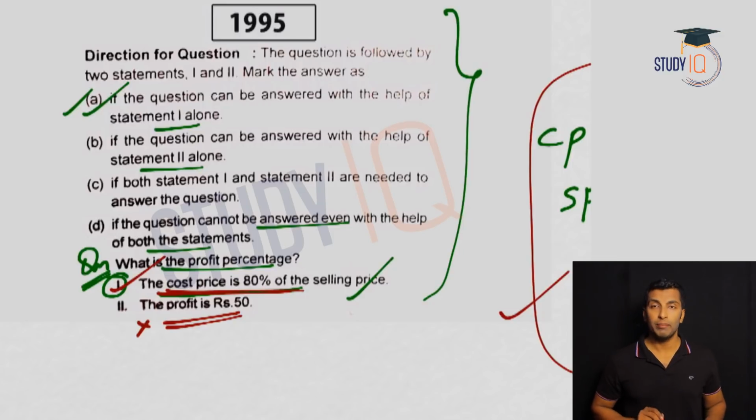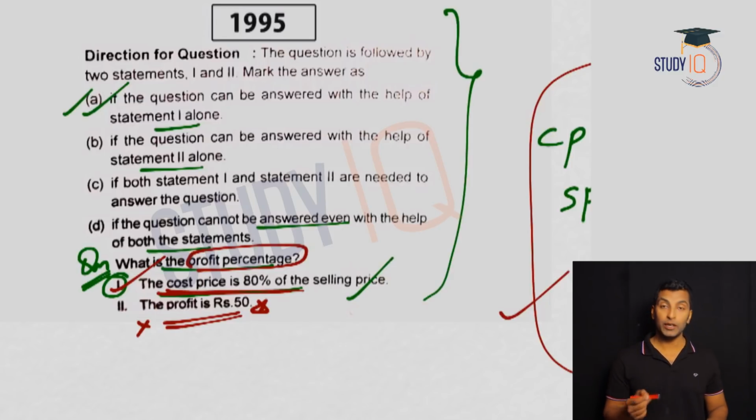Profit is 50 means, what is asked is profit percentage. So without knowing anything else, like what is the initial value, you can't calculate the profit. So definitely statement 2 is not going to help you. But there are cases where statement 2 alone also will help you to answer.